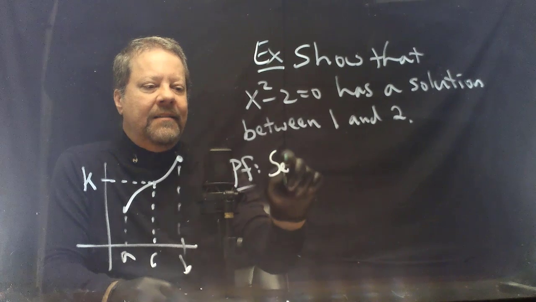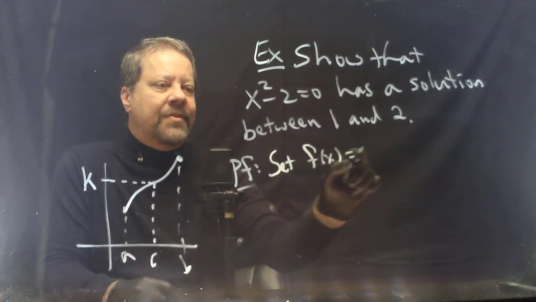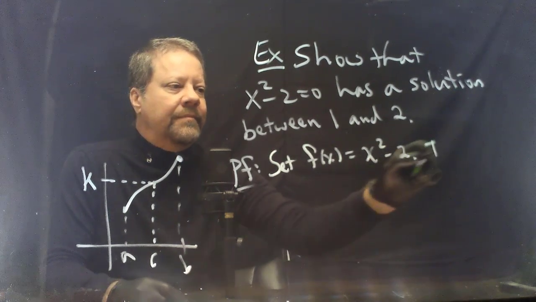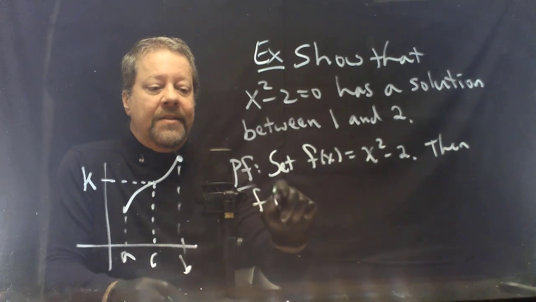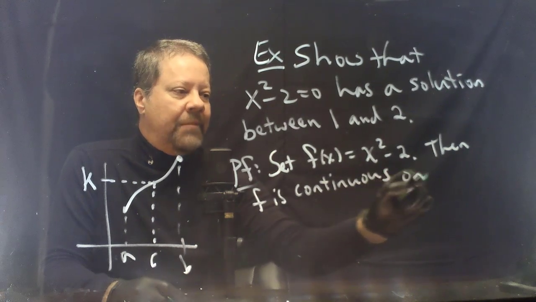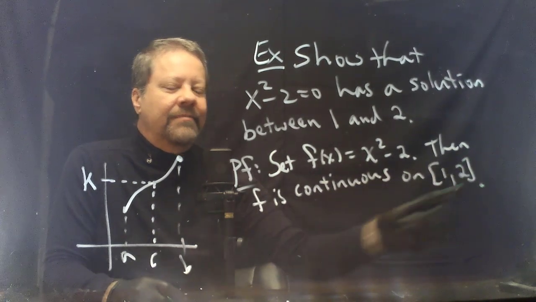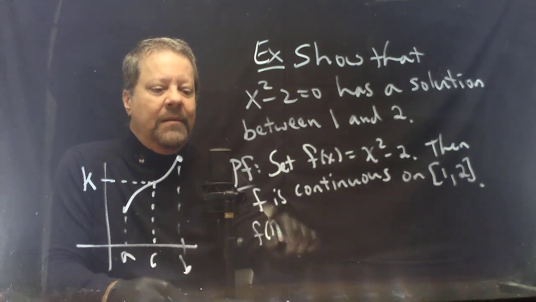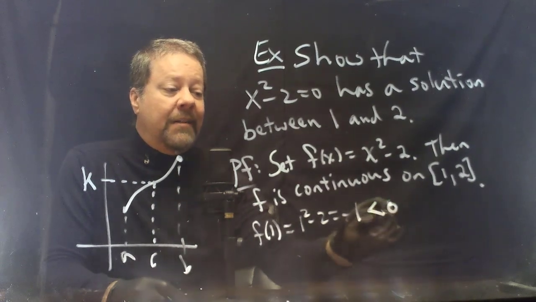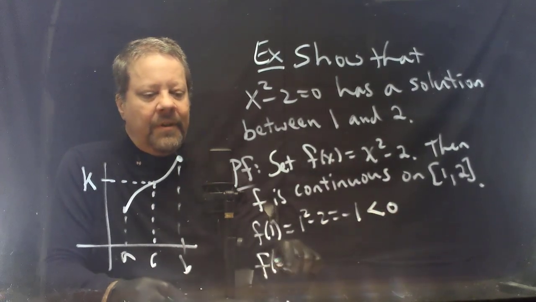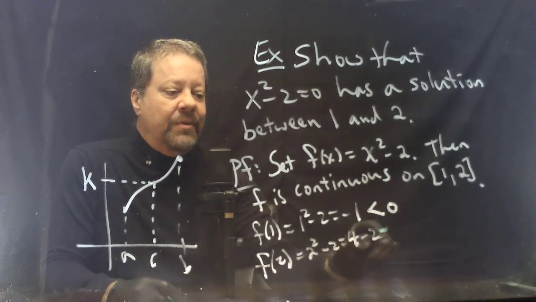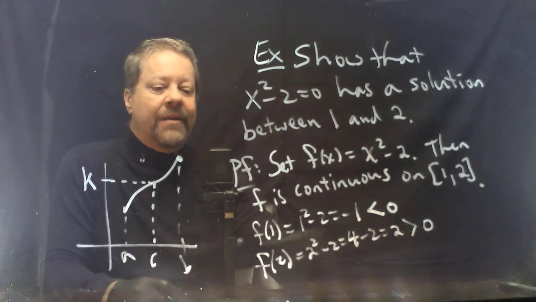And so we're going to set f of x to be x squared minus 2. This is a polynomial, and so it's continuous everywhere. And in particular, it's continuous on the interval from 1 to 2. What is f of 1? It's 1 squared minus 2, which is negative 1. And in particular, that's less than 0. What's f of 2? It's 2 squared minus 2, or 4 minus 2, 2, and that is greater than 0.